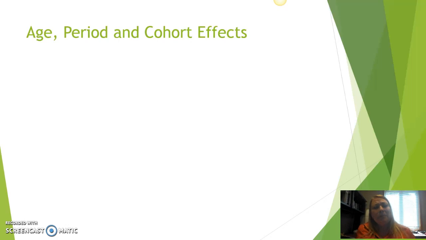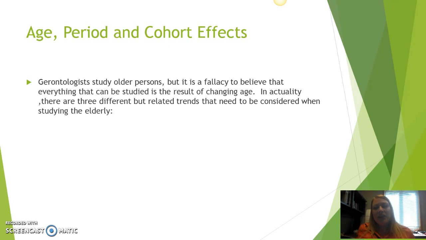So, I want to talk a little bit about three interrelated ways that we study aging. And these are really important concepts to understand. When someone does not think about these types of concepts, you may have a very different understanding of what's happening to someone and blame it on something that's not actually true. So, gerontologists study older people. We know this. Gerontology is the study of aging. But you can't assume that everything that is happening with an older person is simply because they are older.